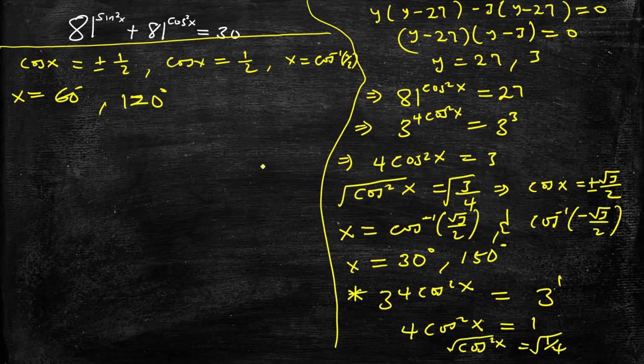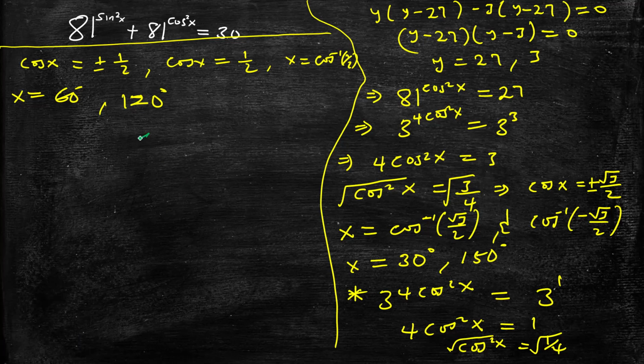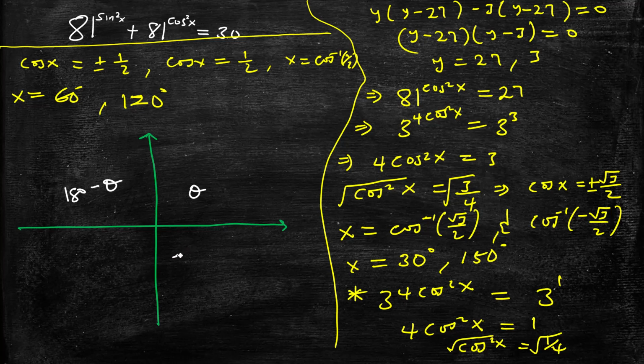Okay, so let's find the other solutions. Let's draw a quadrant. We want to find all the solutions. So we have the first quadrant, theta, then 180 minus theta, 180 plus theta, and 360 minus theta. So don't forget CAST.